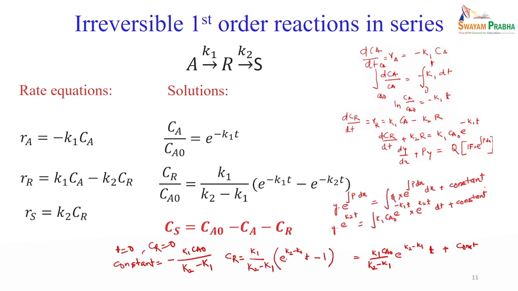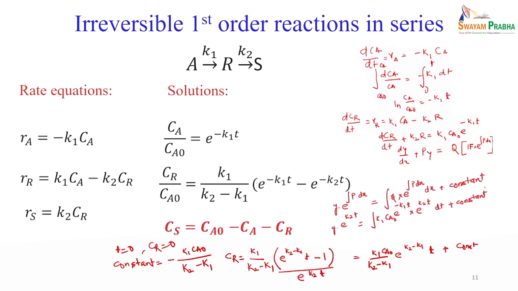This whole will be divided by e to the power k2 into t. So, if you just divide this, here the k2 will be cancelled out, here will be e to the power minus k2t. So, if you solve here, we will get k1 upon k2 minus k1, e to the power minus k1t minus e to the power minus k2t. So, in this way you will be able to calculate the concentration of the R, Cr.